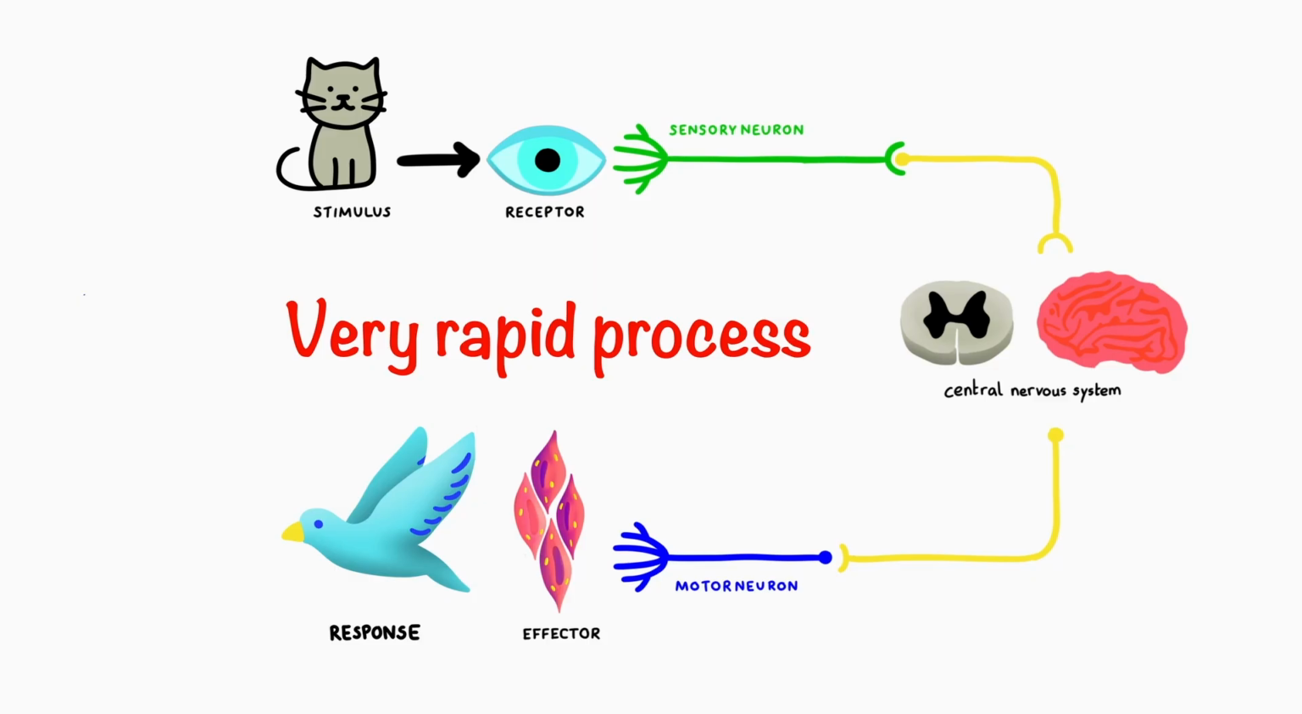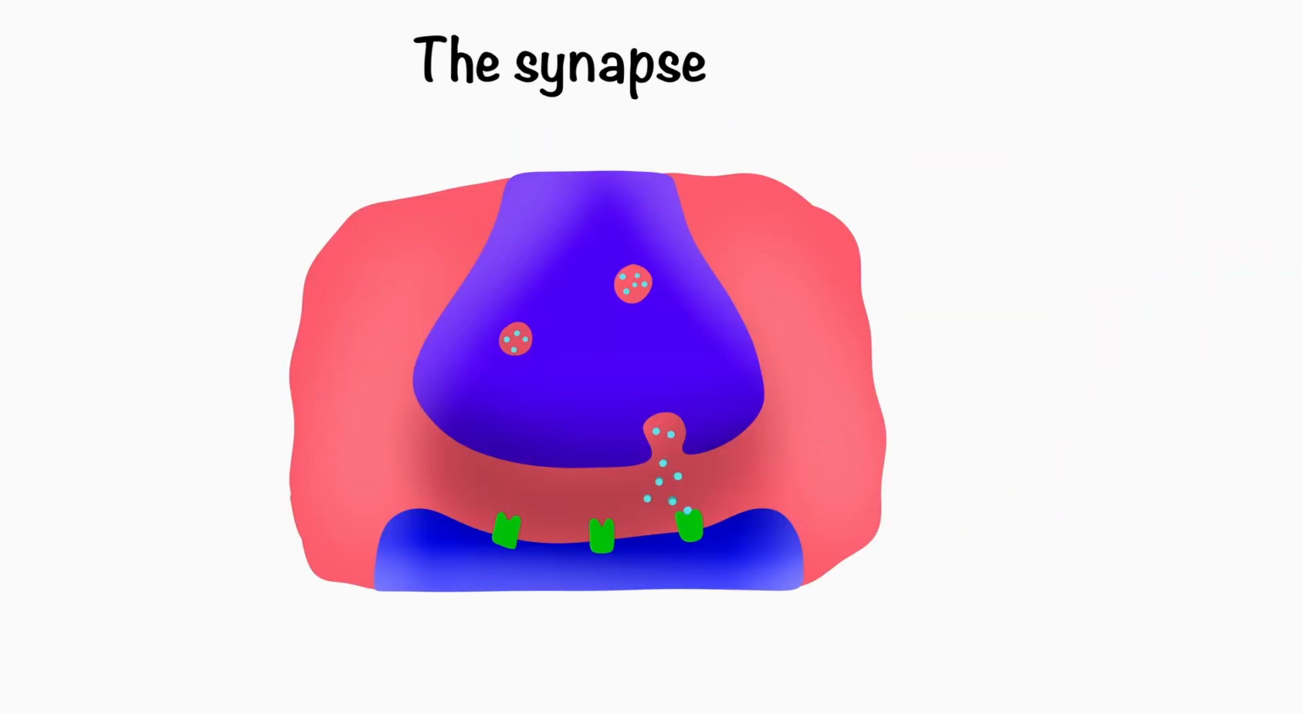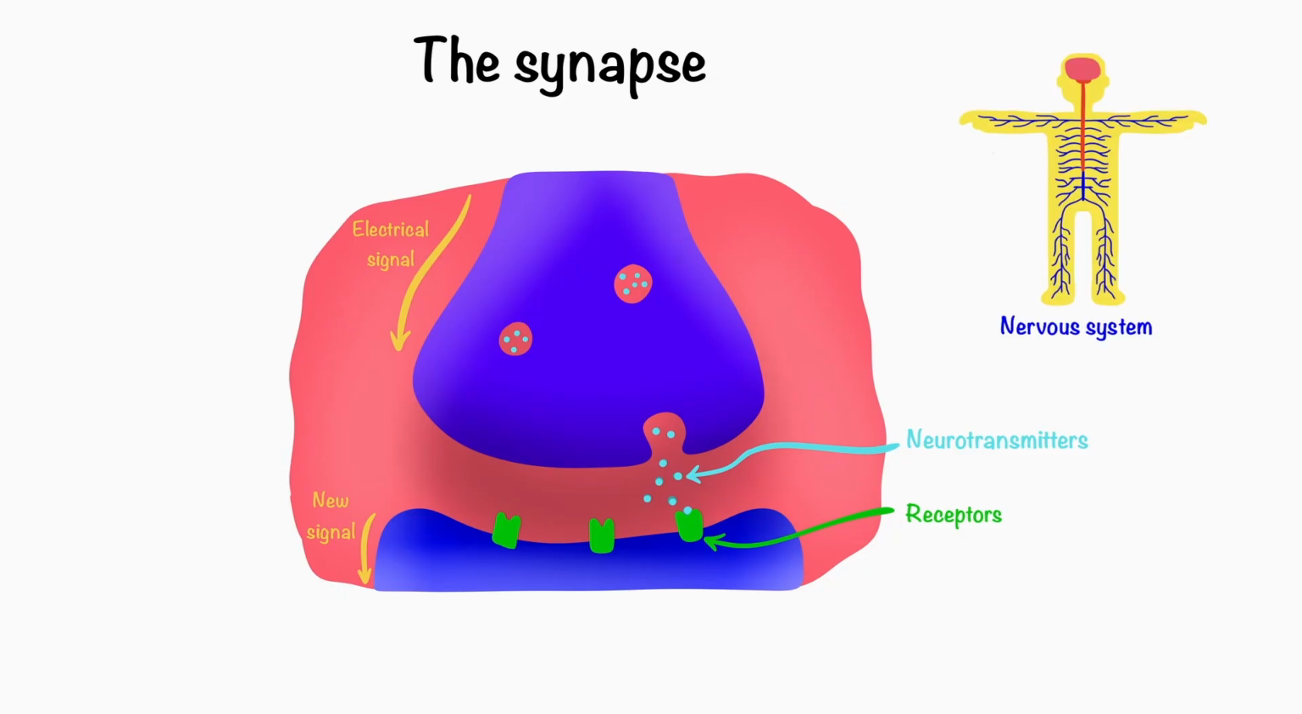This whole process happens very quickly thanks to the way neurons communicate with each other. Neurons transmit information very quickly to and from the brain, and your brain quickly decides how to respond to a stimulus. The connection between two neurons is called a synapse. Here, the nerve signal is transferred by chemicals which diffuse across the gap. These chemicals then set off a new electrical signal in the next neuron. This allows information to pass from one neuron to the next throughout the nervous system.